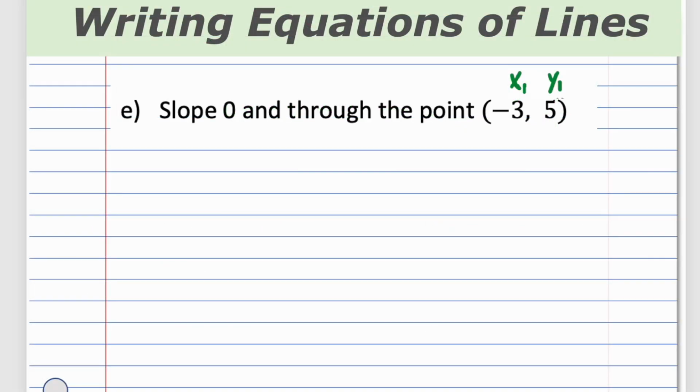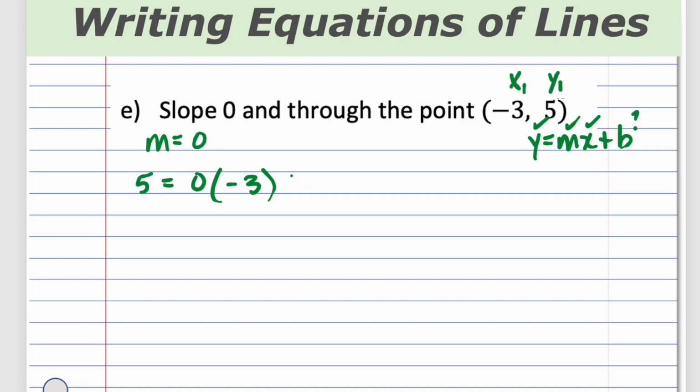Good work. Next question, we're given a point and a slope. Y is equal to mx plus b to start off. We have a y, we have the slope, we have an x value, and we can find the b. The y is 5, the slope is 0, the x is -3, and we're looking for the b value. That gives us 0. B is equal to 5.